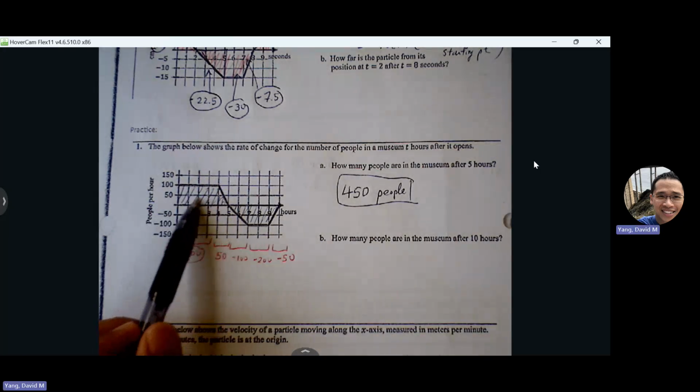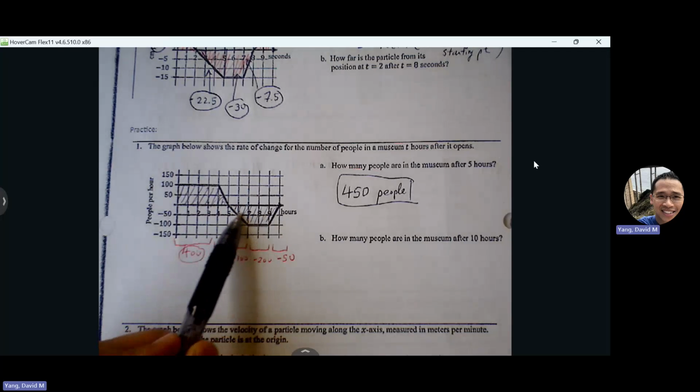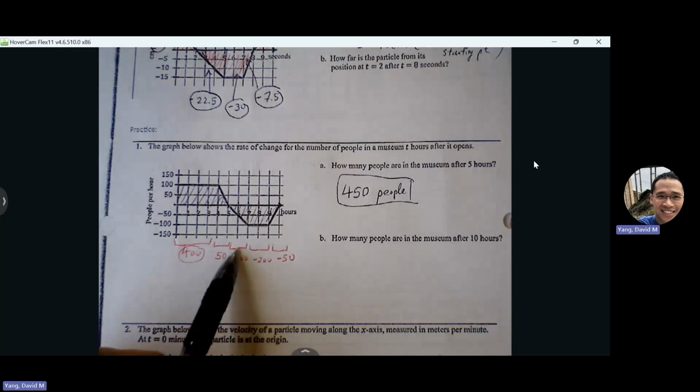So when the graph is above the x-axis, that indicates number of people who are entering into the museum, and below the x-axis indicates people who are leaving the museum.